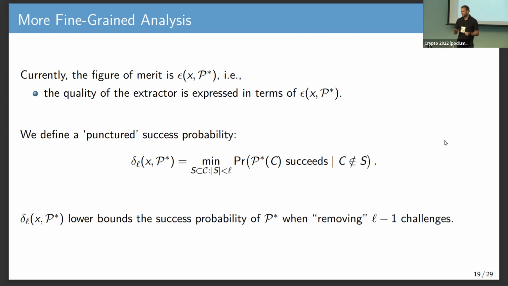And this is actually a very relevant value because it lower bounds the success probability when you are rewinding. Because every time you rewind, you have removed certain challenges from the challenge set that are no longer useful because you have already found them.